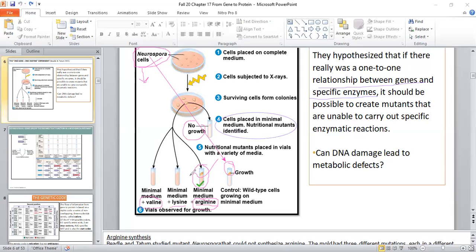Yes, this is the mutant now. You can create a mutant. Maybe another mutant is for glycine, maybe this one is for valine. It depends. Once you expose all these Neurospora cells to X-ray, different cells will be mutated differently. You understood? This part is fine now.